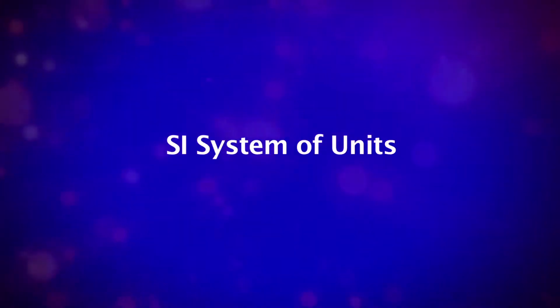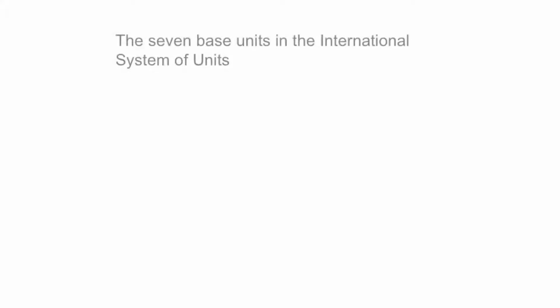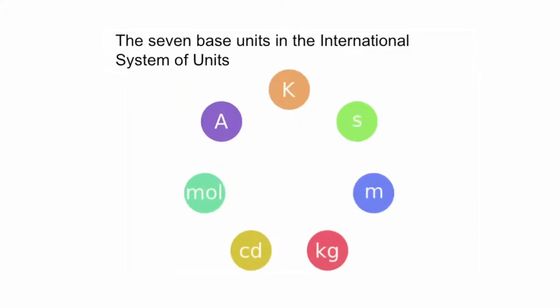SI system of units. An international system of units called the SI system of units was adopted at the 11th General Conference on Weights and Measures in 1960. SI is the abbreviation of the French name Le Système International d'Unités. The SI system of units is based on 7 base units corresponding to 7 base physical quantities.